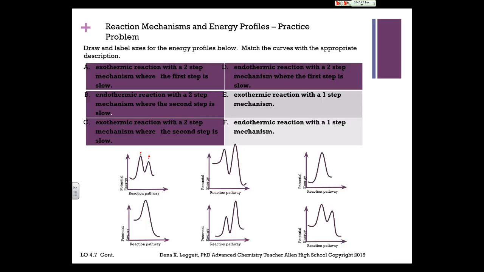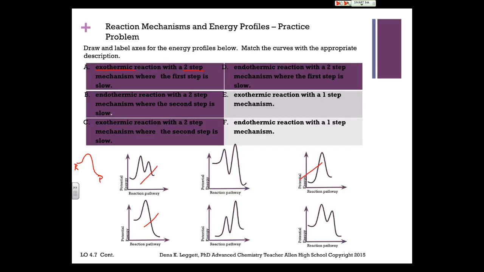So if we look at A, it says that it is exothermic. An exothermic reaction means that it releases more energy than it takes in. So it's going to look something like this, where the reactants are at a much higher potential energy than the products. So that eliminates this one. It could be this one because we've got two steps. It could not be this one because this one's going to be exothermic. This one only has one step because there's only one hill.